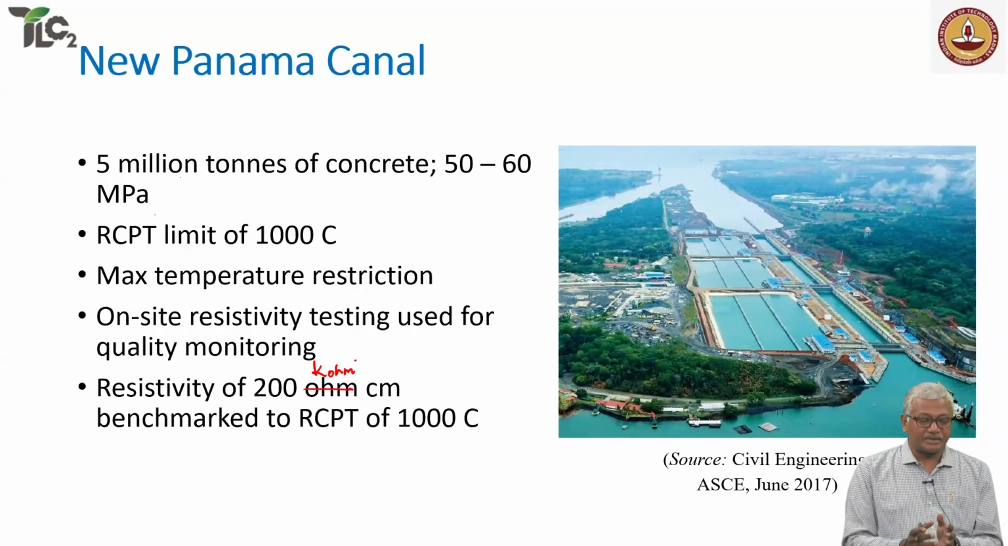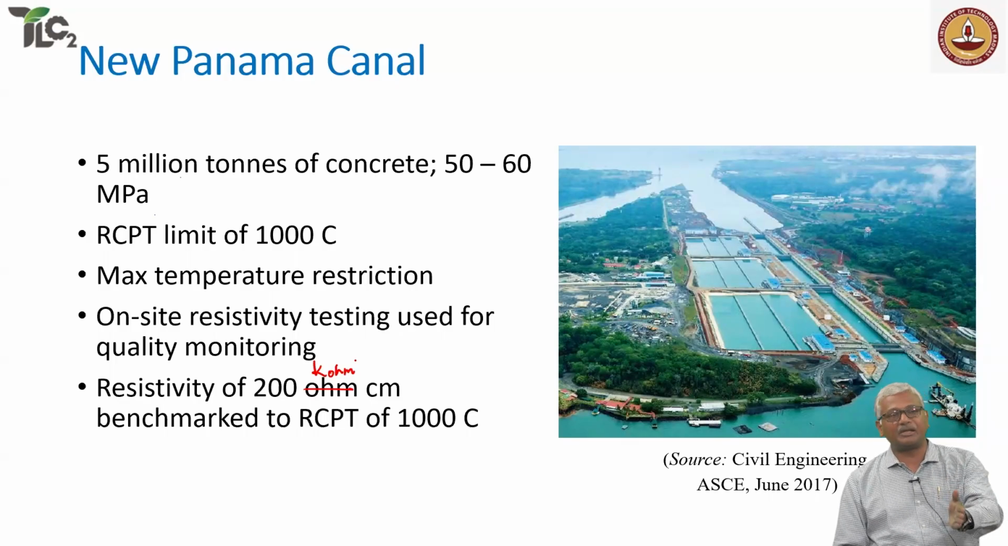So what they did was they had a durability specification of an RCPT, rapid chloride penetration test limit of 1000 coulombs, and they had a restriction on the maximum temperature of the concrete placement because these were massive members. The on-site resistivity testing was used for quality monitoring of the concrete. And they established through laboratory studies that the benchmark electrical resistivity to be obtained in the concrete was so much for an RCPT value of 1000 coulombs or better. And using that, they ensured that the concrete that was in the structure was of the right quality that they needed based on the test from the laboratory.